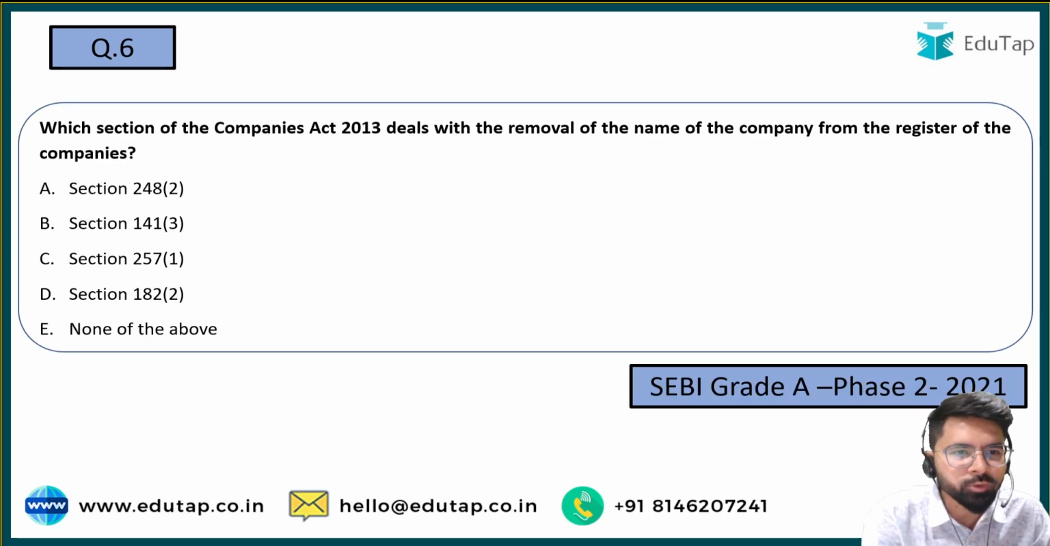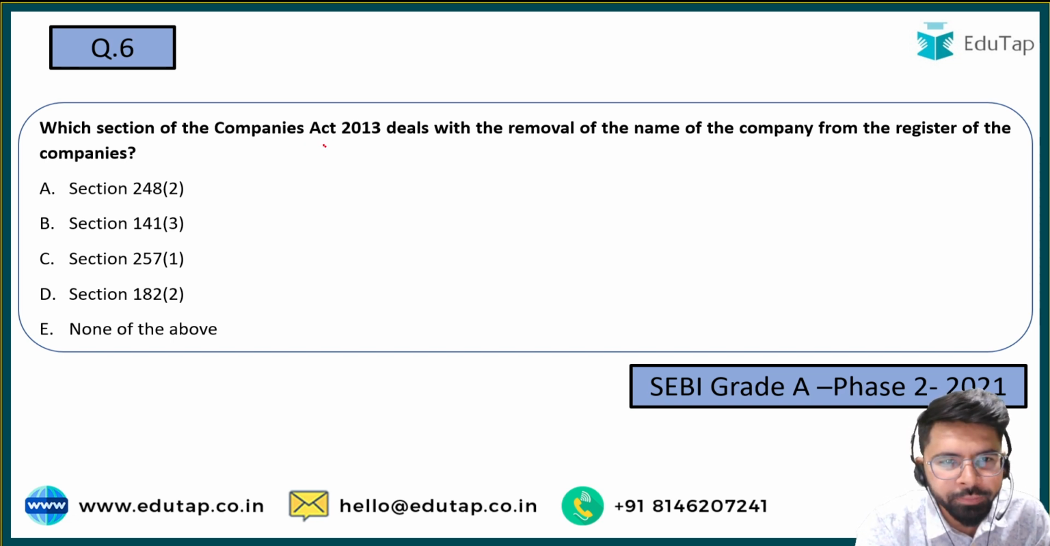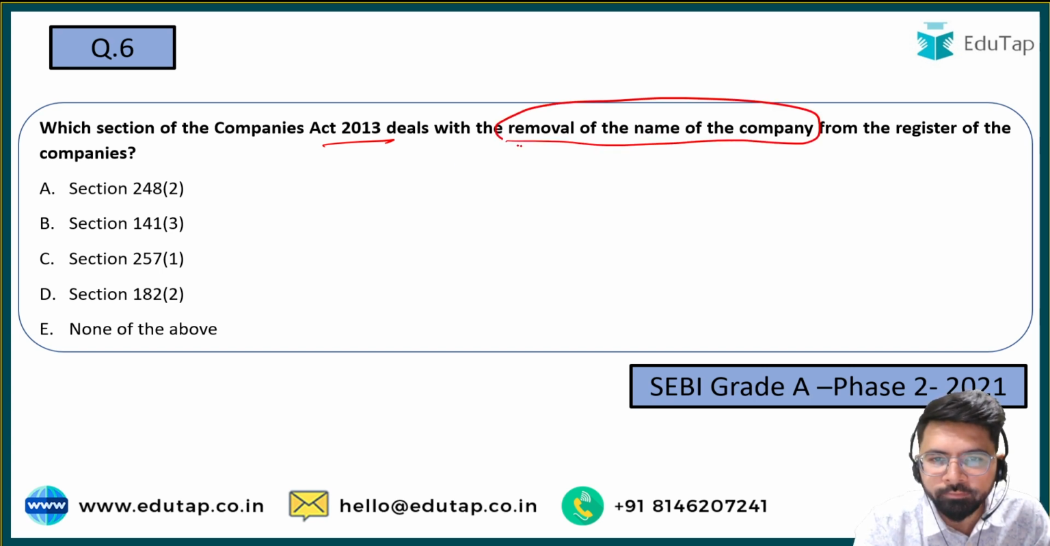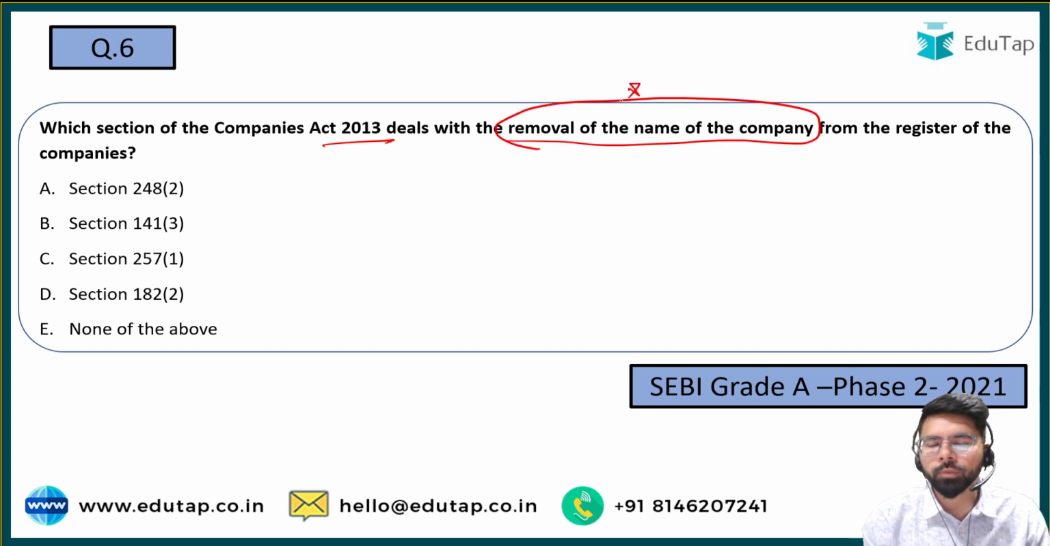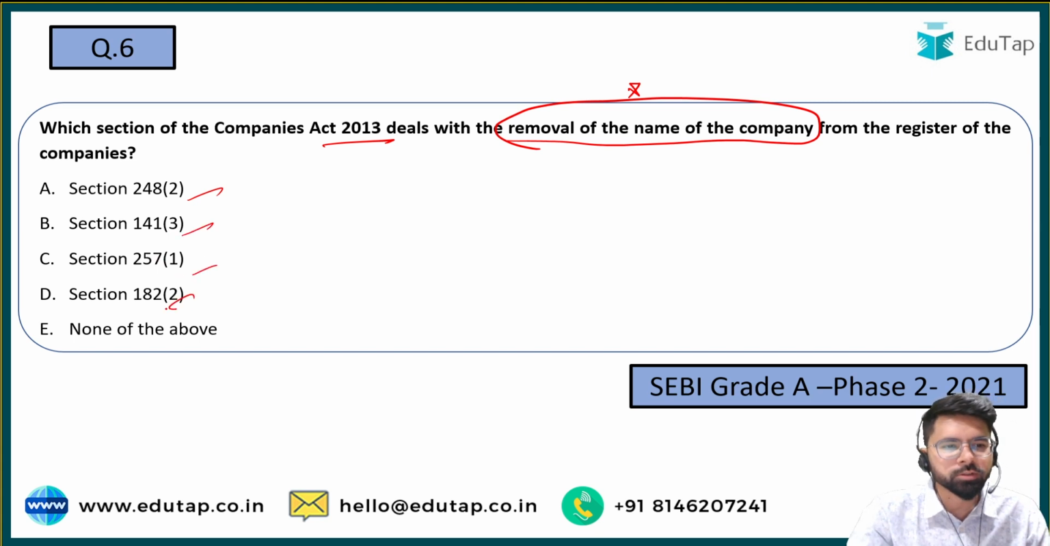Now coming to the last question of phase 2 that has been asked in the SEBI Grade A examination, friends: which section of the Companies Act 2013 deals with the removal of the name of the company? This is a very important keyword, removal of name of the company from the register of companies. The options are section 248 clause 2, 141 clause 3, 257 clause 1, 182 clause 2.